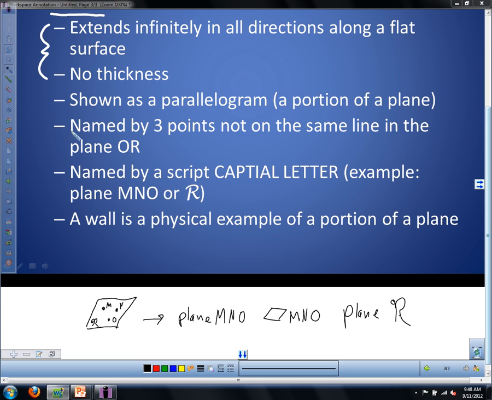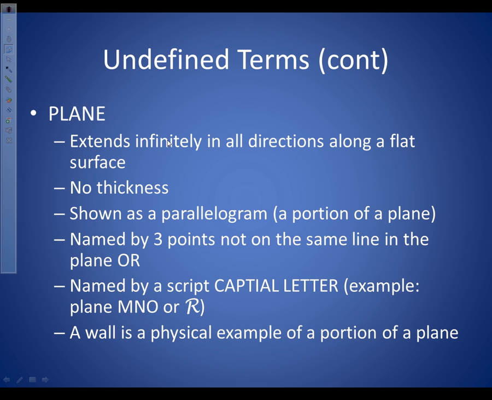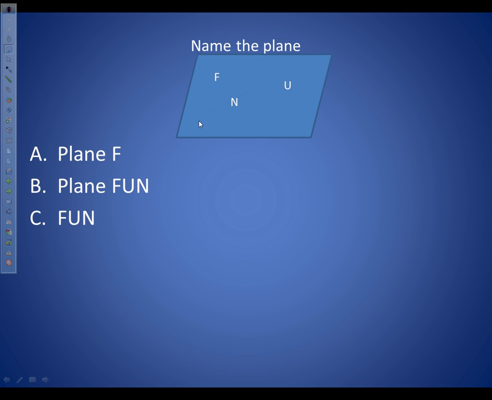All right, are we ready for our next definition? So those three, point, line, and plane, are our undefined terms. Those are the only three undefined terms. It's an undefined term. All right.